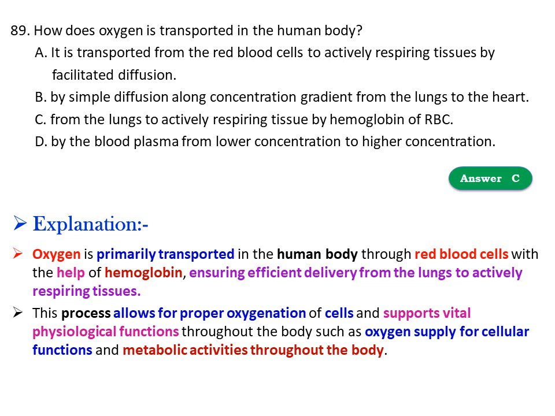This process allows for proper oxygenation of the cells and supports vital physiological functions throughout the body, such as oxygen supply for cellular function and metabolic activity.